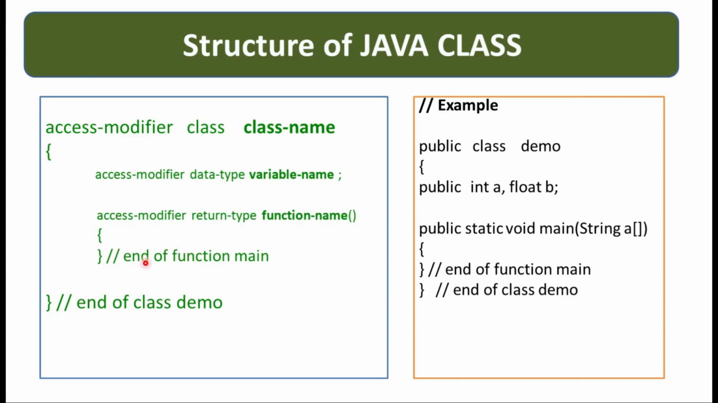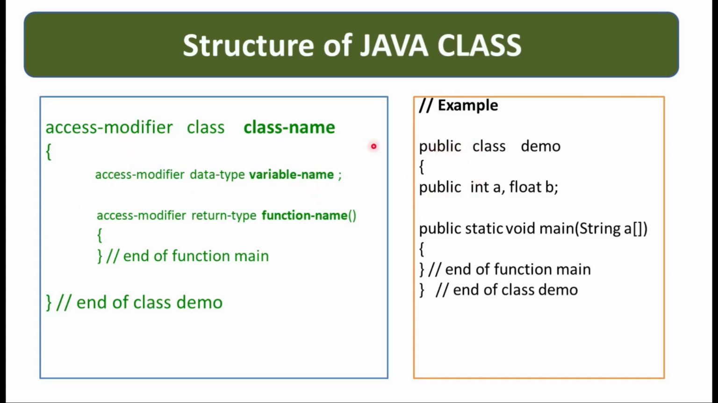As soon as you complete the function, you mark the end of the function, and here is the end of the class demo. This is the way that you need to create a class. Access modifier, class name. Write the variables that you want, declare the functions that you want, and the end of the class. This is the syntax. Now we will see one simple example following this syntax.